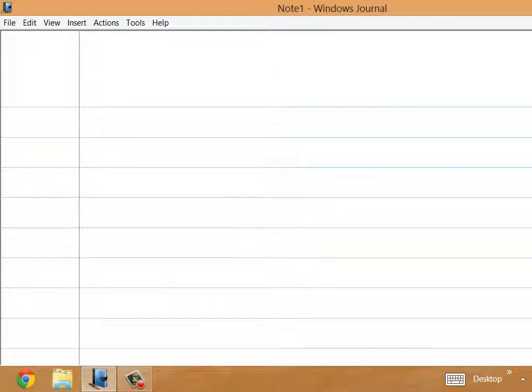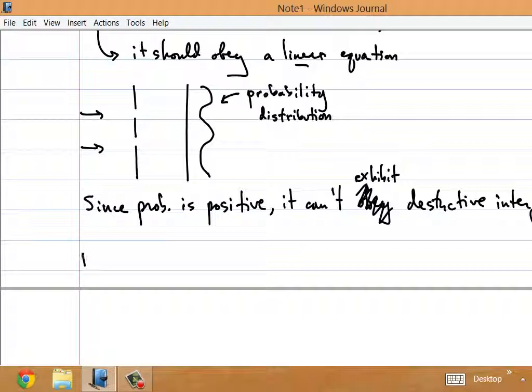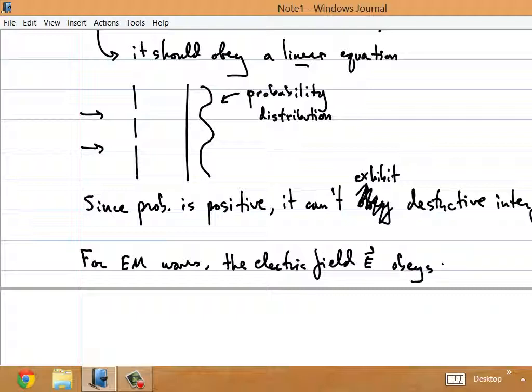So let's just remember how things work with light. For electromagnetic waves, the thing which obeys a wave equation is the electric field, E. So it obeys a linear equation, so that if E1 and E2 are solutions to the equations of electromagnetism, then so is the sum E1 plus E2.